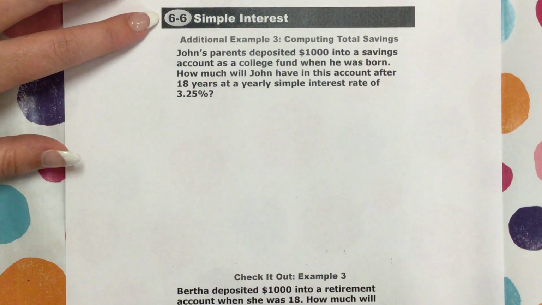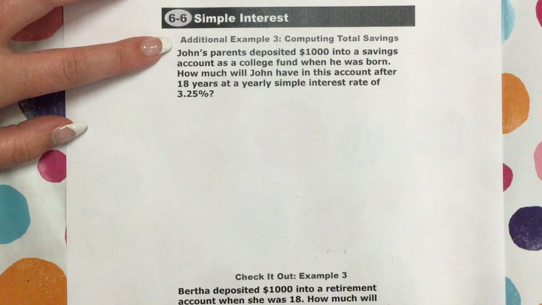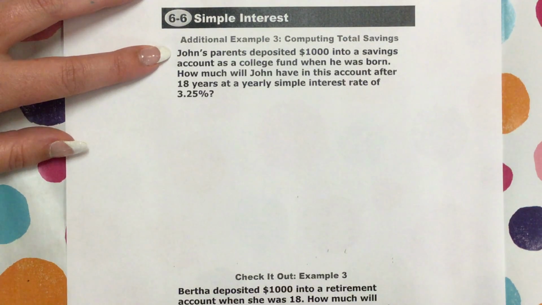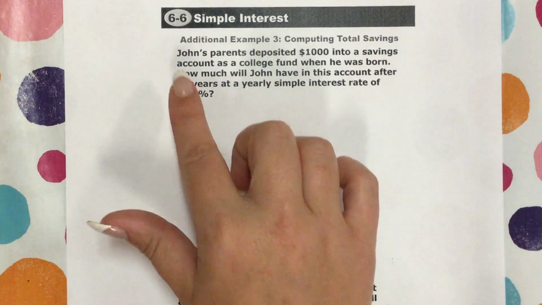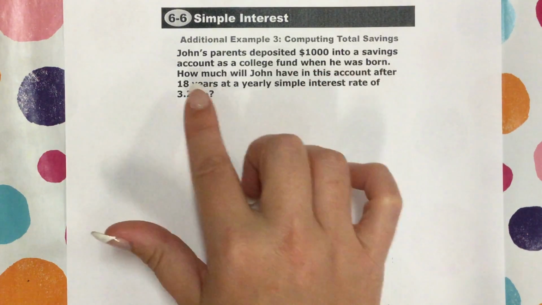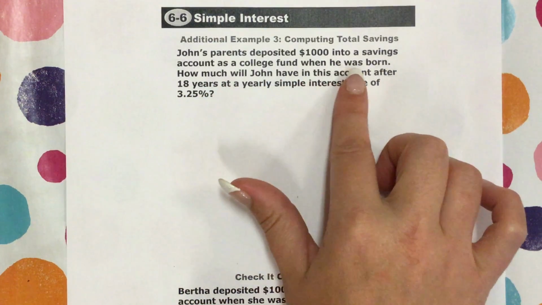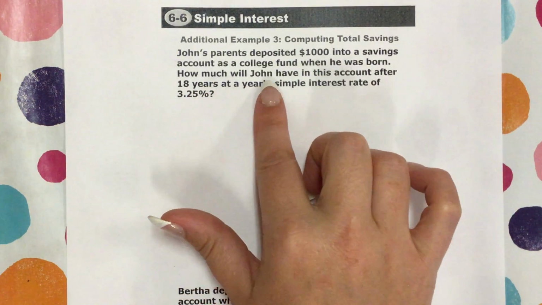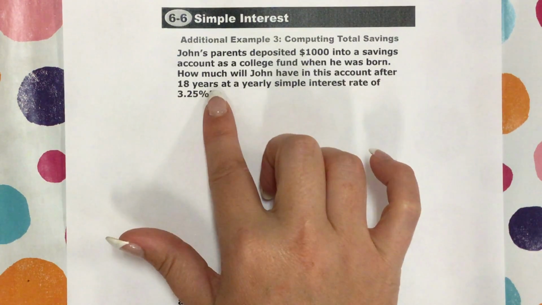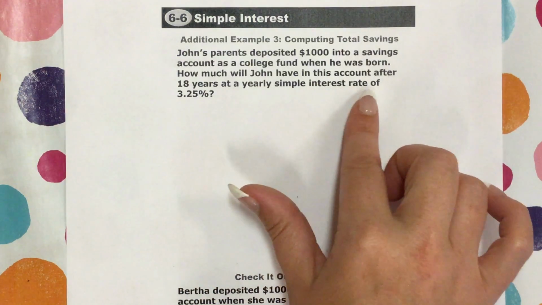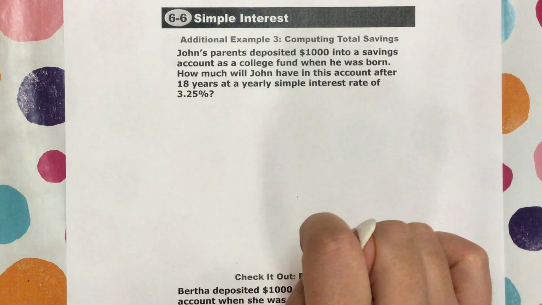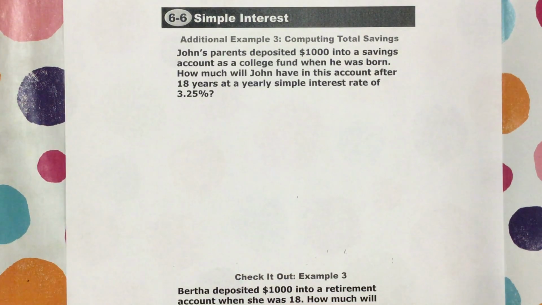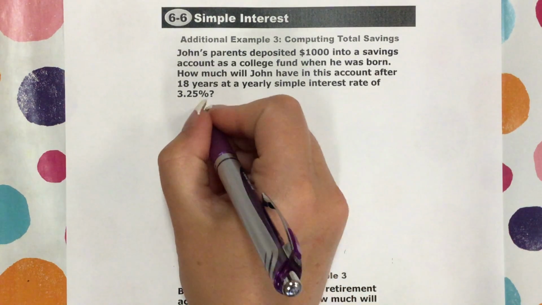Hello, we are back with Chapter 6, Lesson 6, Simple Interest, and now we're taking a look at Example 3, Computing Total Savings. So this problem says that John's parents deposited $1,000 into a savings account as a college fund when he was born. How much will John have in this account after 18 years at a yearly simple interest rate of 3.25%?